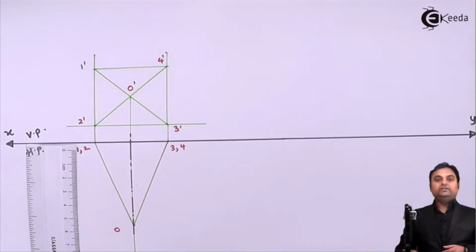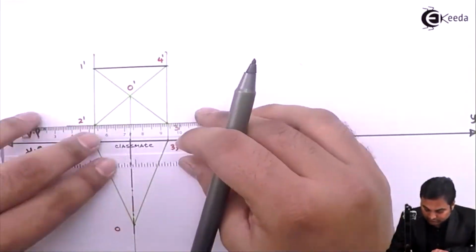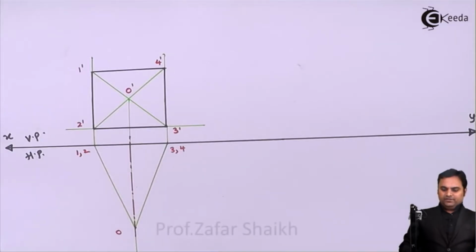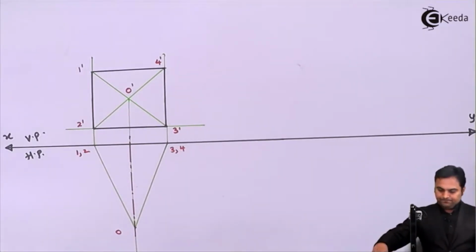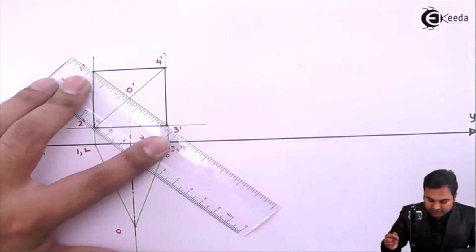First I have drawn it light. Now I'll make it dark. So now here I'll make it dark. That is the initial condition of the pyramid. Joining the diagonals.